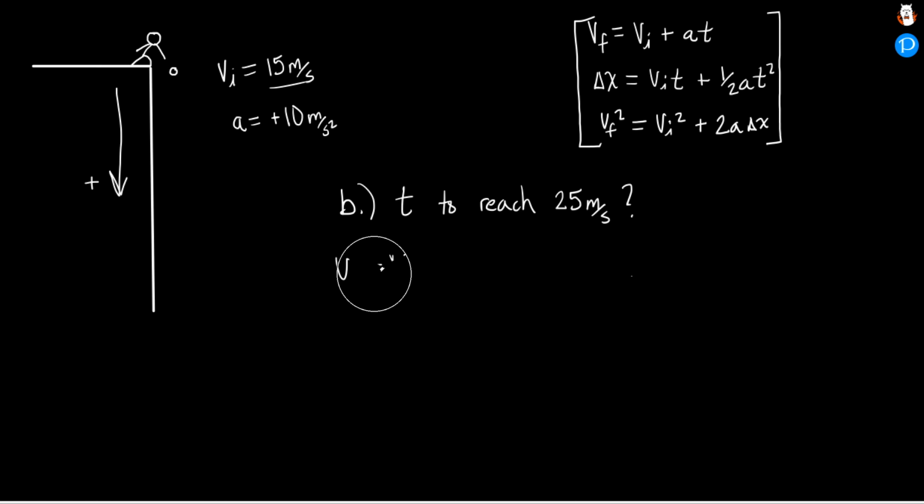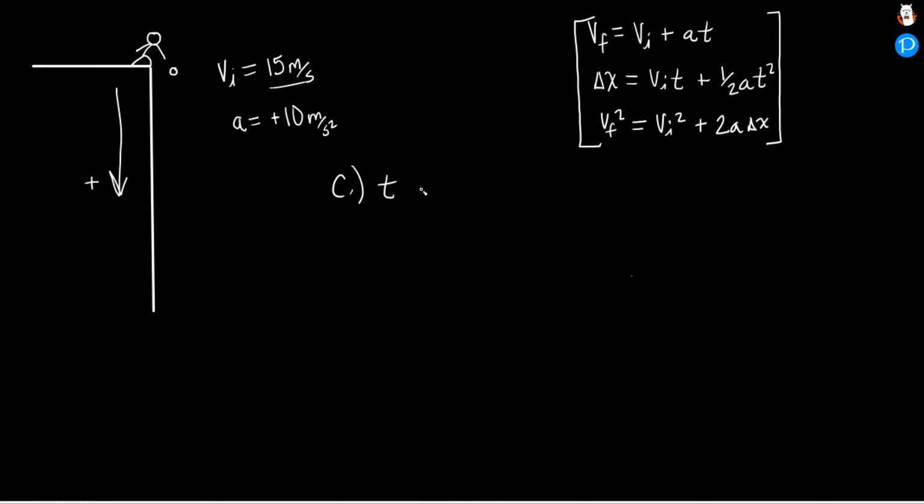Let's say for the third part, we want to figure out the time that it takes to fall a certain distance. So for part C here, let's say we want to know the time to go 170 meters. So a distance of 170 meters, how long is that going to take for that rock to go that far? Again, same initial velocity, same acceleration.